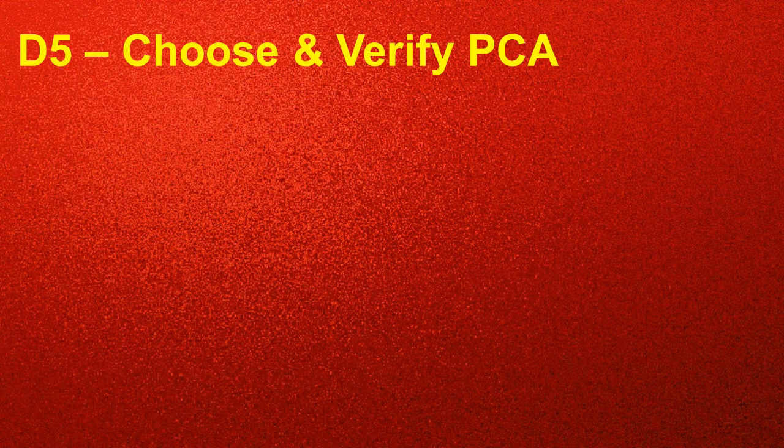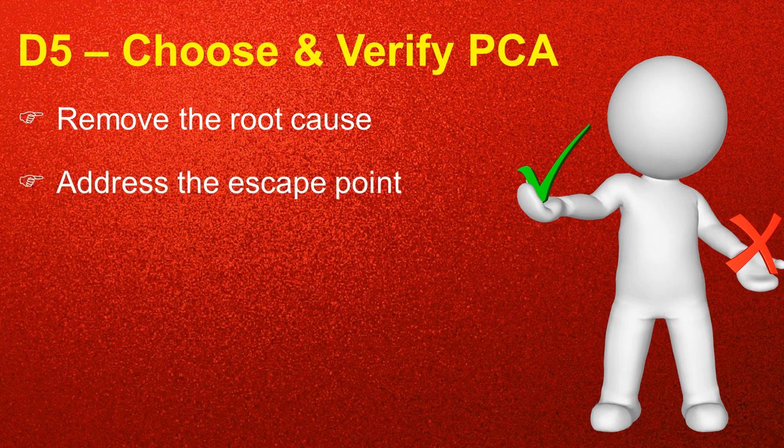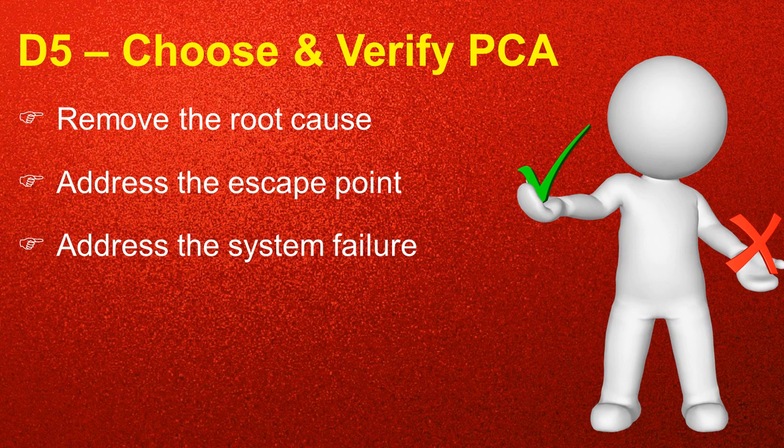The fifth step in the 8D problem solving is D5, and it is related to choosing and verifying the permanent corrective action. Once you have identified the root cause, there can be several actions possible to address the root cause. In D5, you select the best permanent corrective action to remove the root cause, the permanent corrective action to address the escape point, and to address the system failure. In D5, you verify that all decisions which you will be taking are successfully getting implemented.